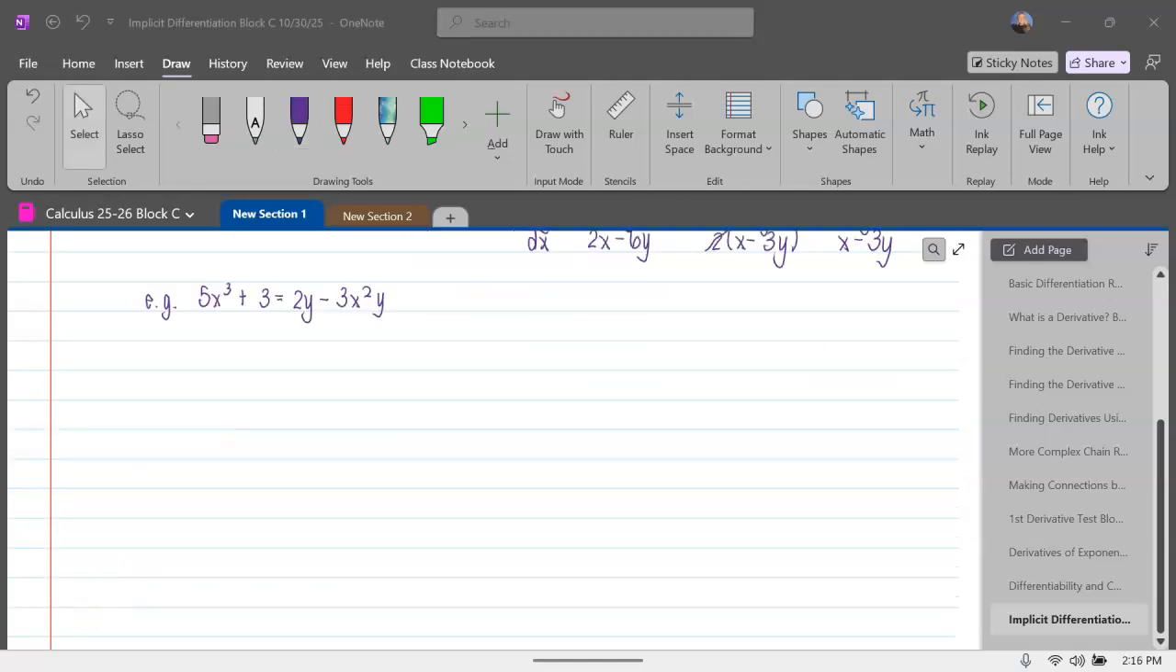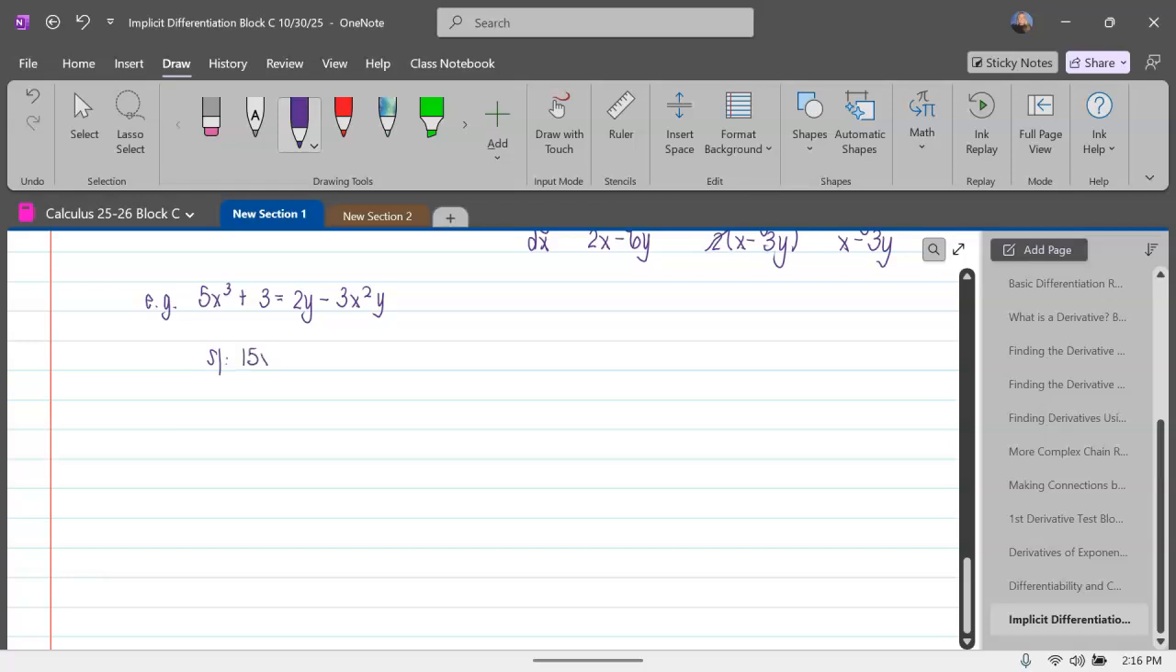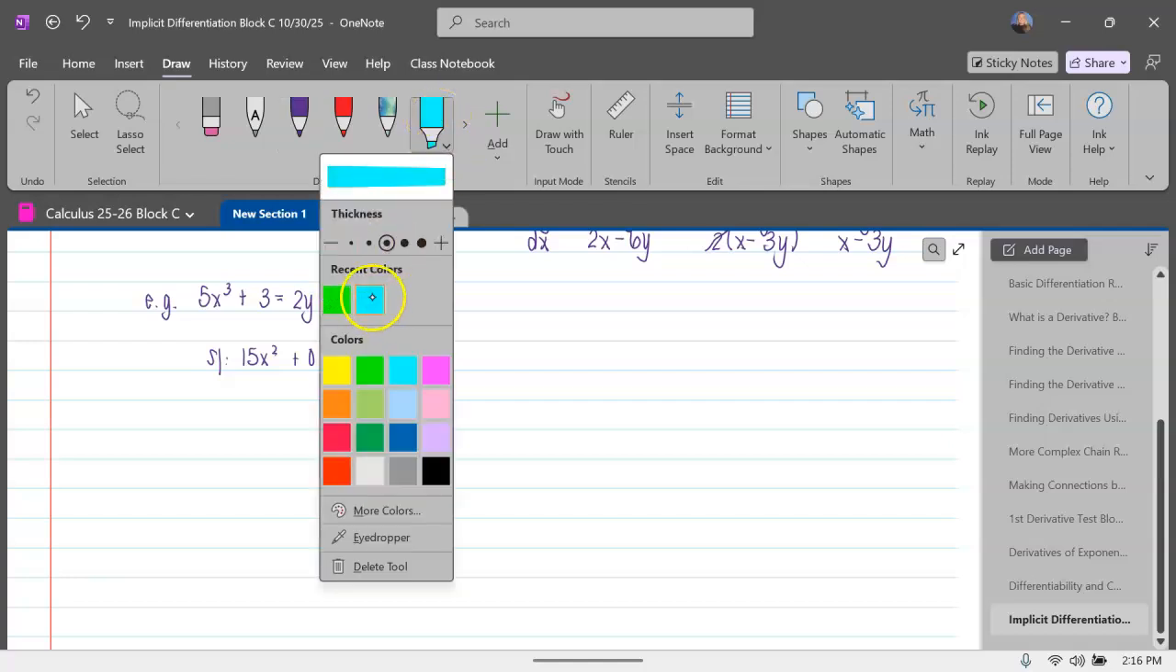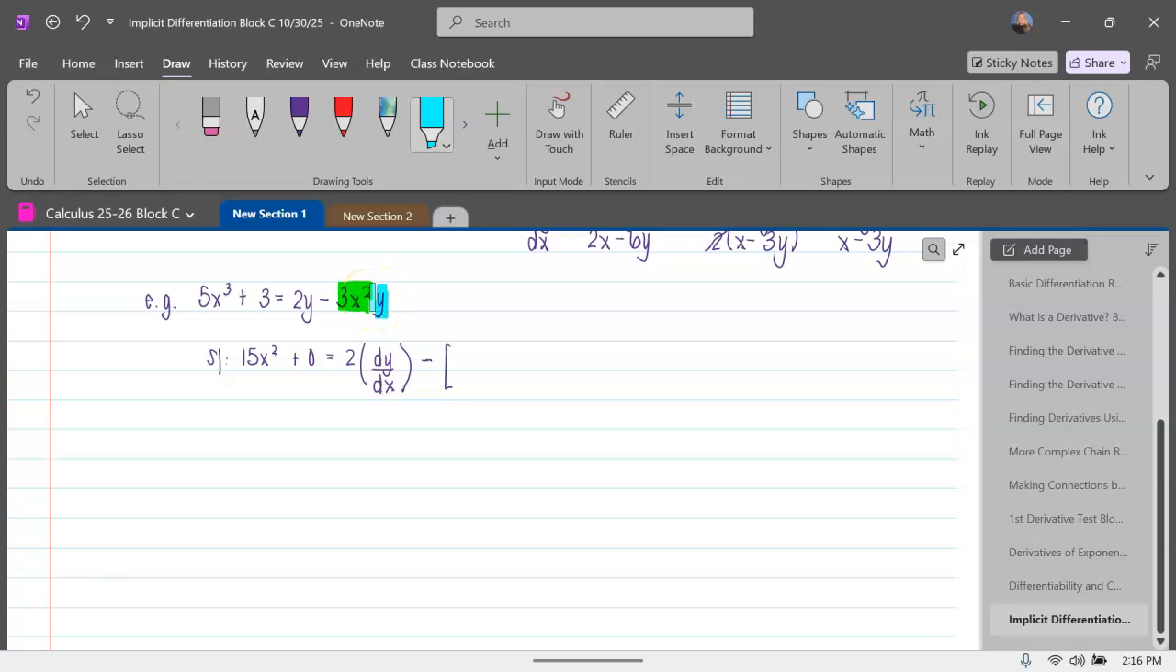All right, so you should have gotten for step 1, 15x squared plus 0 is equal to 2 dy/dx minus, and we had 3x squared being multiplied by y. So what do we have to use here? Product rule. So the derivative of the first term times the second term plus the first term times the derivative of the second term. The derivative of y is 1 times dy/dx.